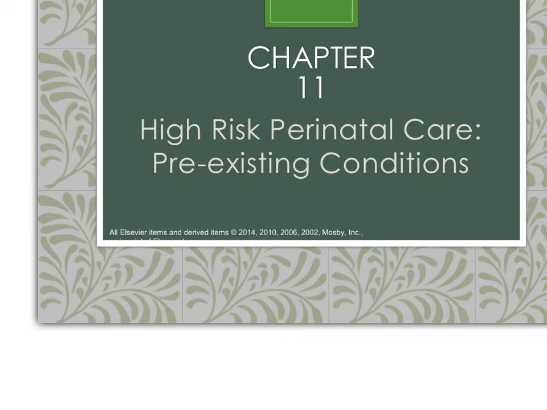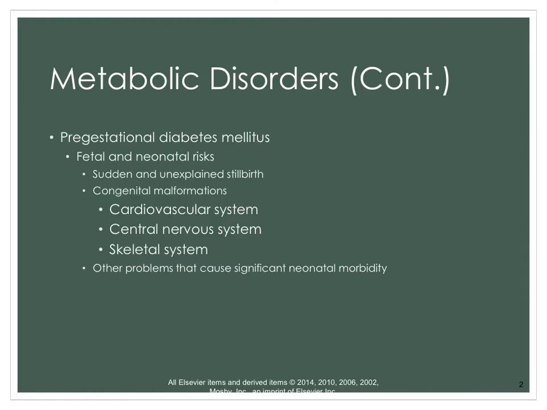Okay, we're going to do Chapter 11, which is your high-risk prenatal care, pre-existing conditions. We're going to talk about metabolic disorders, and the first one that we're going to talk about is diabetes. Diabetes is a very big disease that you guys are going to see not only in the mother-baby world, pediatrics, and also med-surg. So we are going to spend some time on diabetes. We're going to start on page 268 in your textbook.